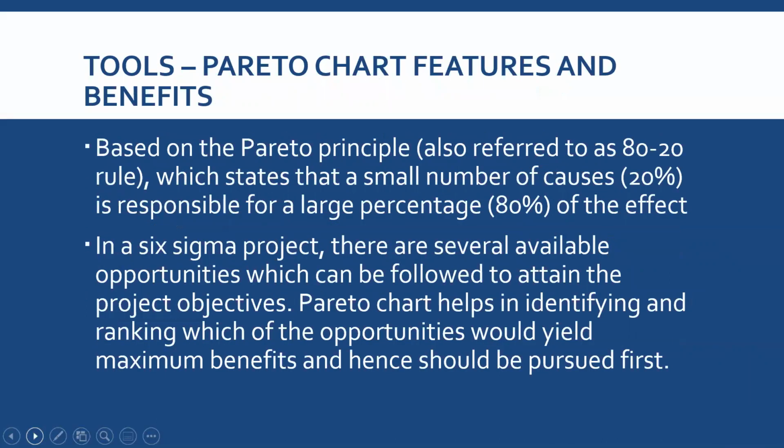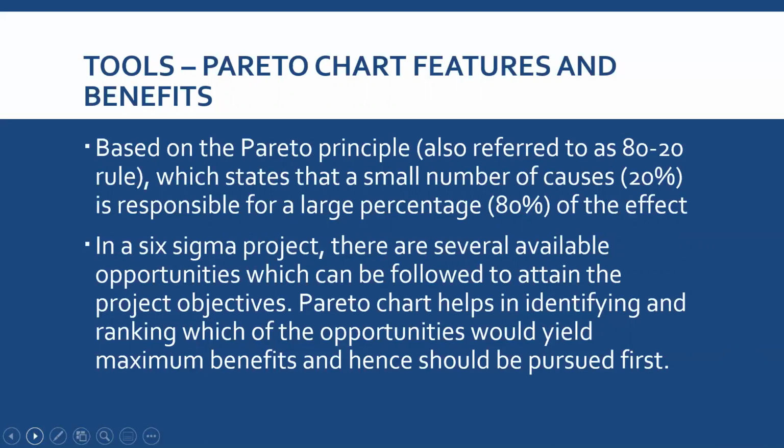The second tool that we'll be using in the define phase is the Pareto chart, and this is based on the 80-20 rule, which means that a small number of the causes, 20%, is responsible for a large percentage, 80%, of the effects. Again, 20% of the problems will be able to give you an improvement of 80% in your work.